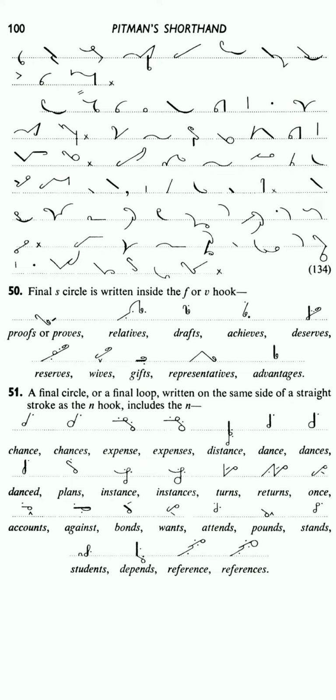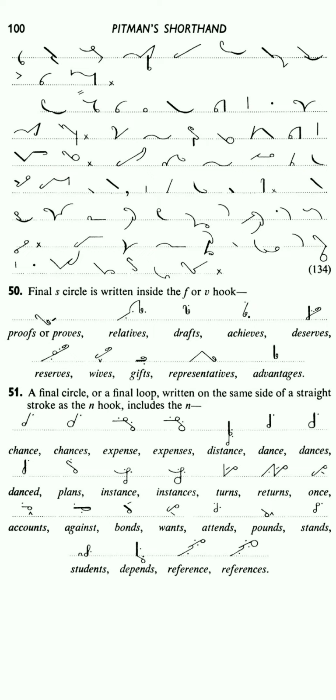Representatives. Upward R on the line से start करते हुए B with V hook with S circle within. Representatives. Advantages. These are the short forms. तो उसके साथ भी हमने क्या किया, इसको ज्वाइन कर दिया. Advantages. D above the line, V hook and S circle within, above the line, whole outline above the line.